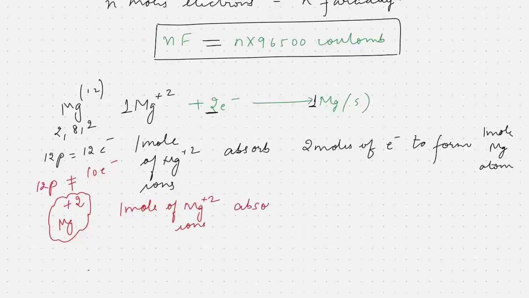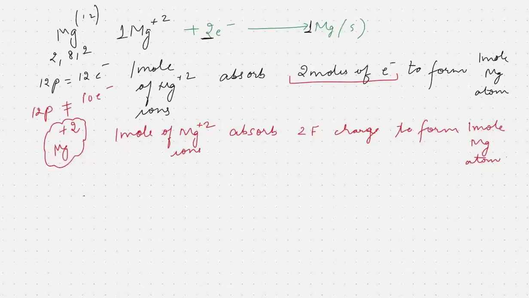Now, another way of writing down the same equation, I'm going to say 1 mole of Mg plus 2 ions absorb how much charge? 2 Faraday charge. Yes or no? Because the charge of 2 mole electrons is 2 Faraday to form 1 mole magnesium atoms.